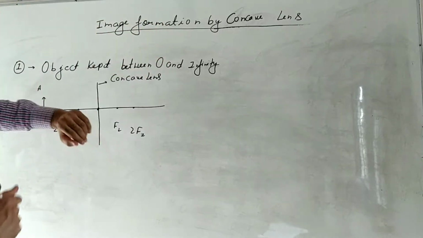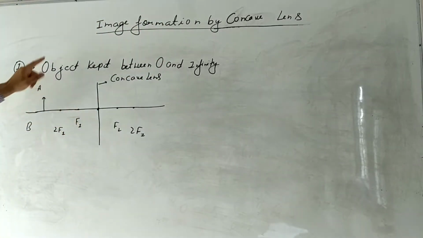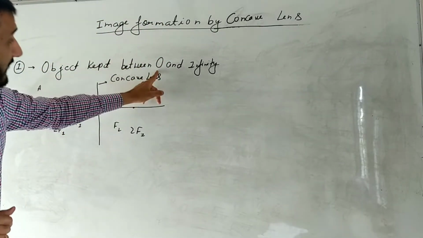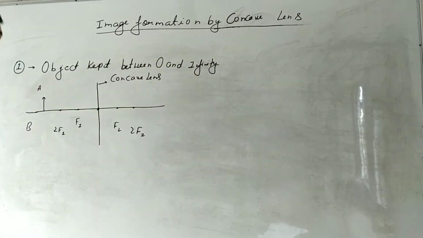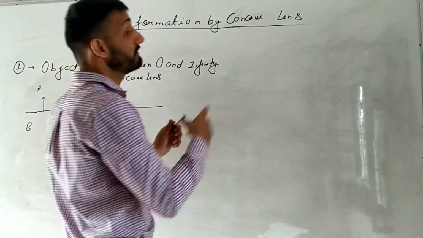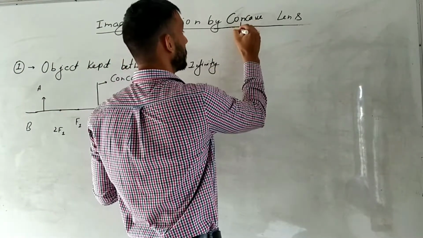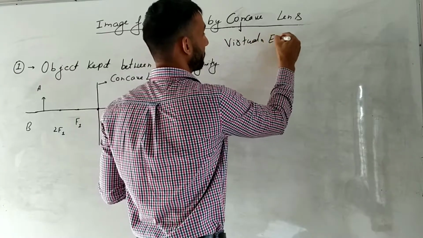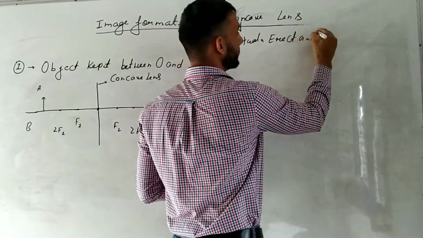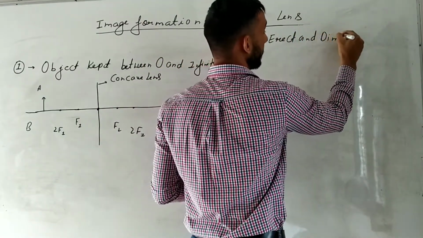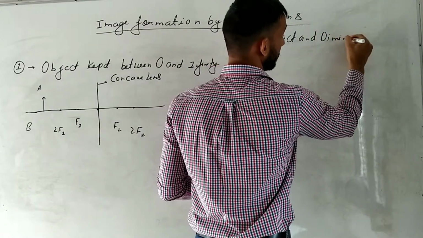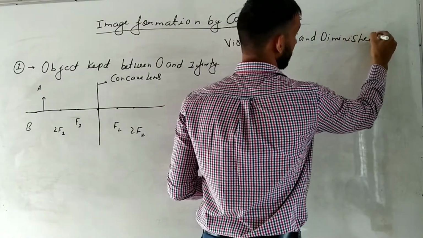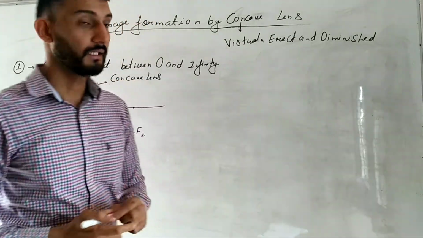Image formation by concave lens. So first is object kept between optical center and infinity. In this case, remember this lens always forms virtual, erect and diminished image. Diminished image. Guys, remember this.